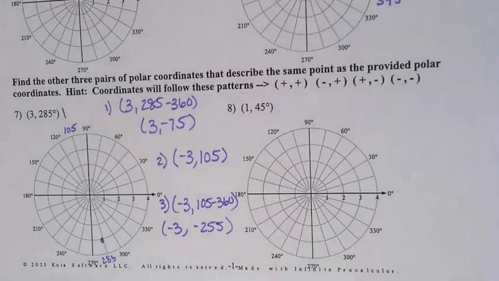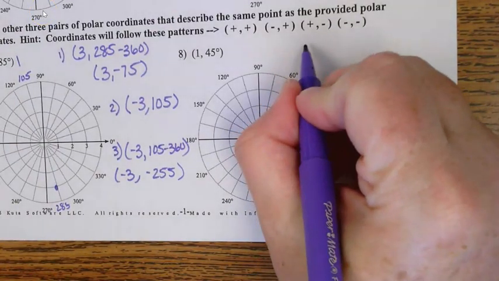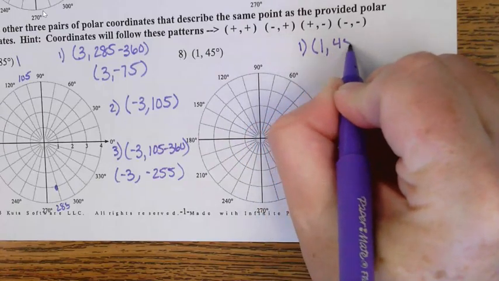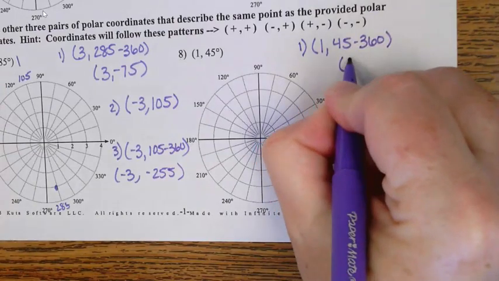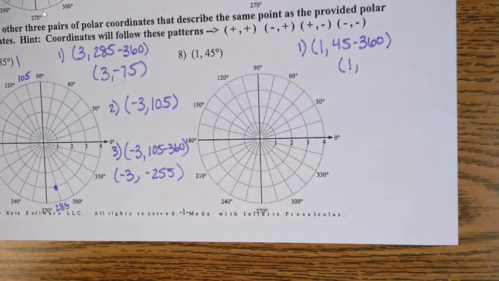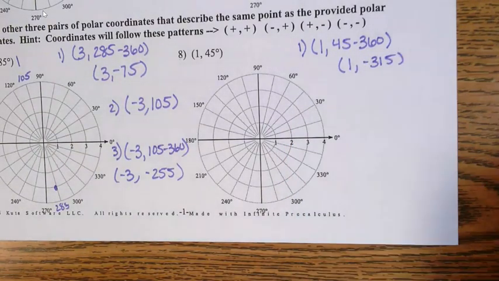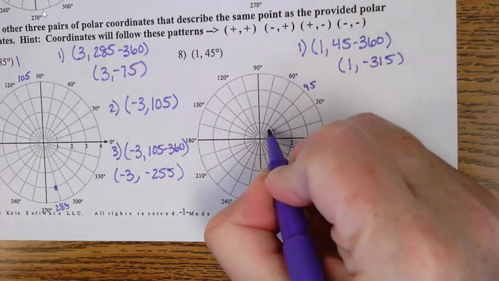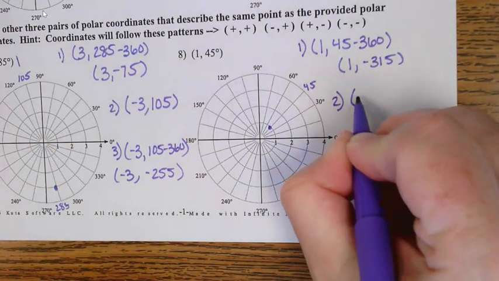Okay. We'll do one more, and then I wish you luck. Okay, so finding your first one, we're going to do 1 and 45 minus 360. And that'll be 1 and negative 315. Okay, I kind of forgot to graph this. So 1 and here's 45. Okay, 2.